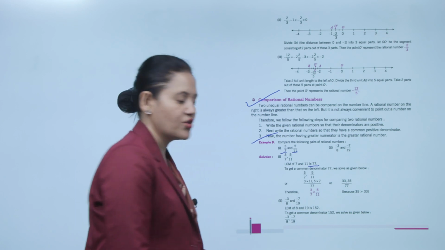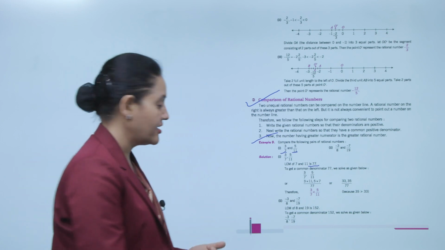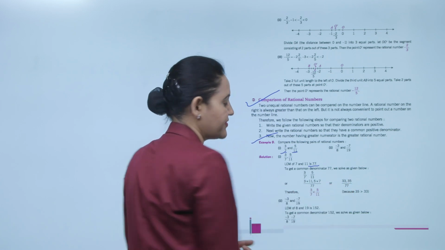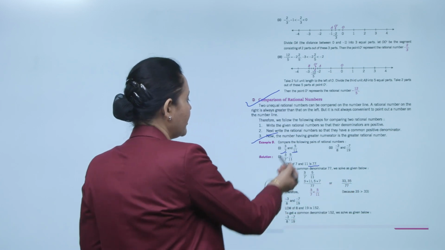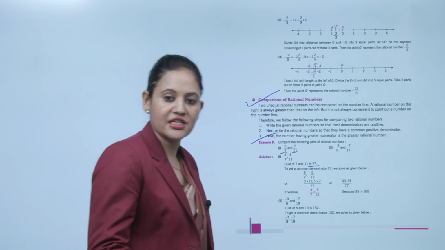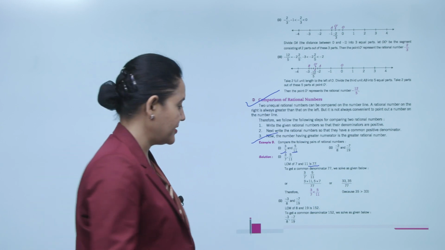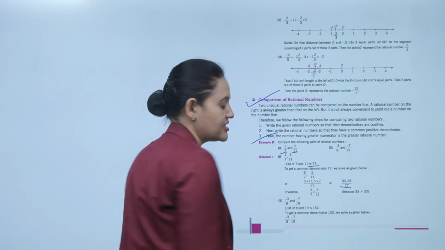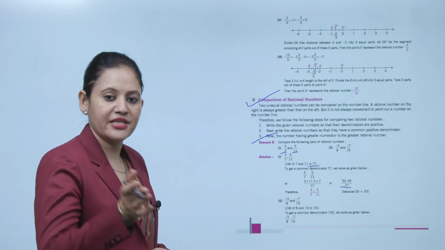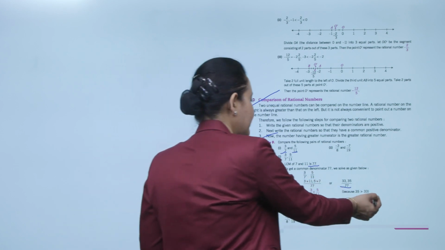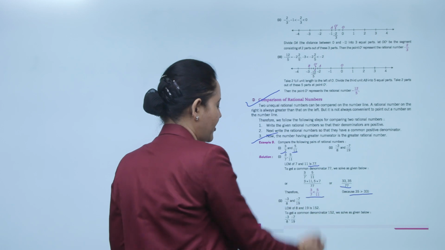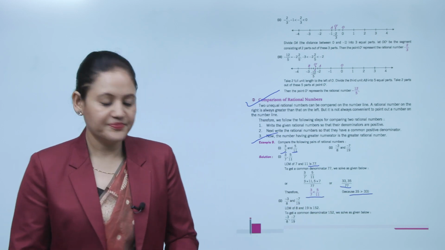Clear? So 3 by 7 is equal to 33 upon 77, and 5 by 11 is equal to 35 upon 77. Clear? Now both are having the same denominator 77, so we'll compare the numerators. 35 is greater than 33, so 3 by 7 is less than 5 by 11. Clear?